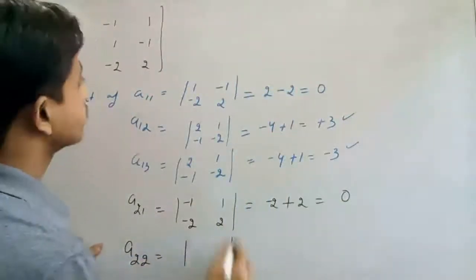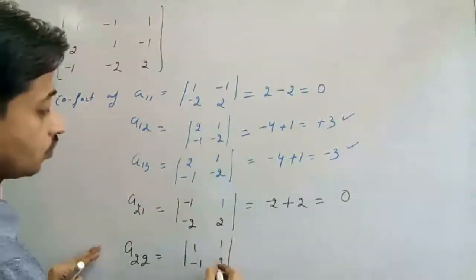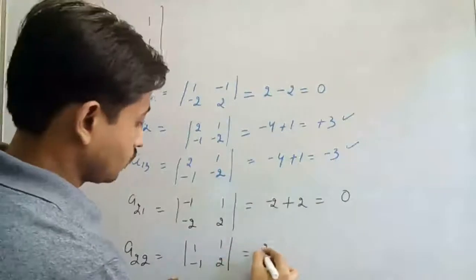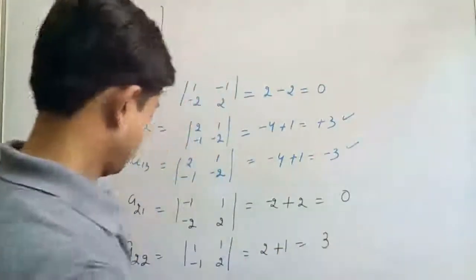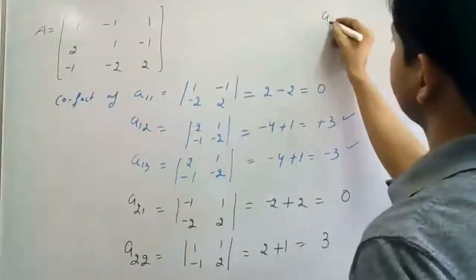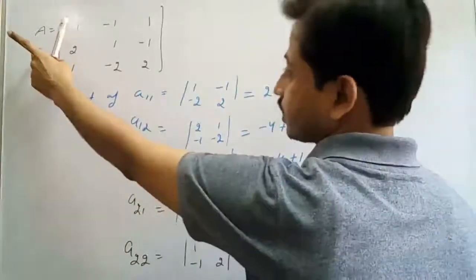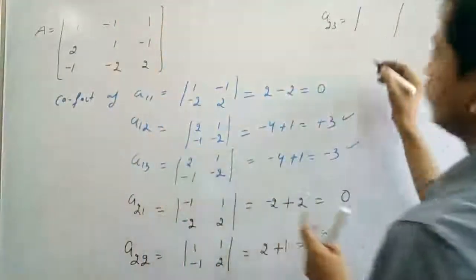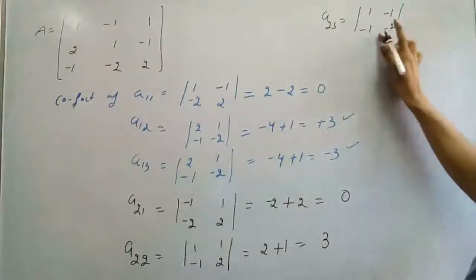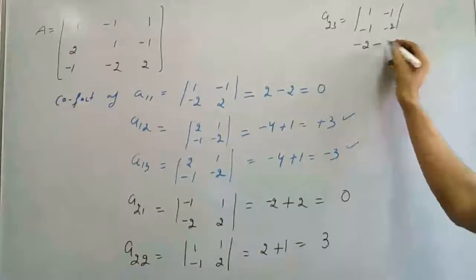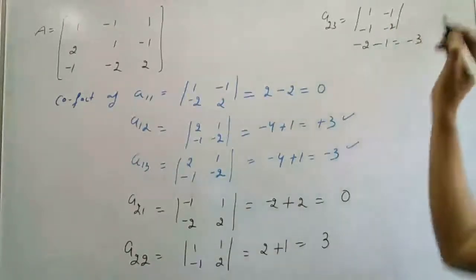A22 is remove second row, second column. We get 1 minus 1, 1 and 2. Solve this. 2 into 1, 2 minus 1 into minus 1 minus 1. So this becomes 3. Similarly, you can calculate A23. A23 is what? Remove second row, third column. We get 1 minus 1 minus 1 minus 2. Solve this. Minus 2 into 1 minus 2, minus 1 into minus 1 plus 1. So we get this minus 3.